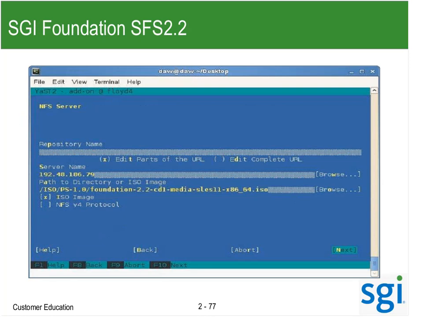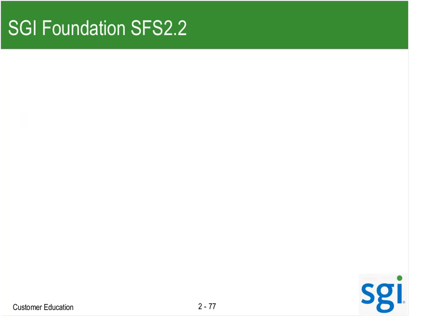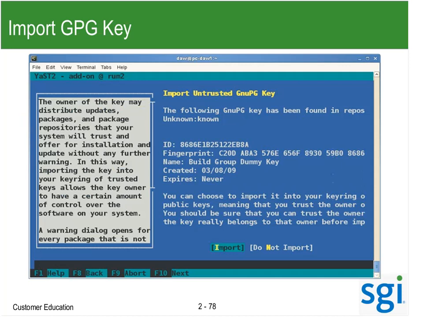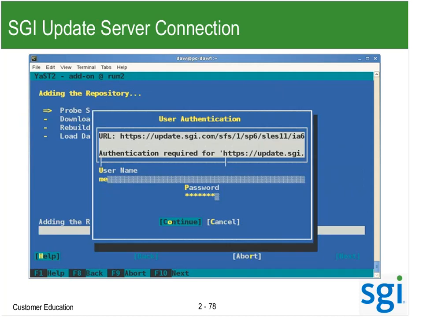After the SDK, again, in ISO PS1.0 is my foundation ISO. I've ticked it to ISO image and selected next. And now, because it's SGI, I have to import the PGP key. So the GPG key will be imported after this. And then here's the pane.